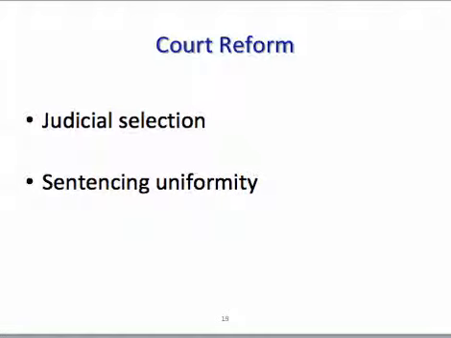You have at least two subjects of court reform that we talked about: how we are choosing judges. So this is a perennial question. Do we elect? Do we nominate? How are we moving ahead with that process? And also making sure that people are being sentenced fairly and uniformly. This is a continual problem.